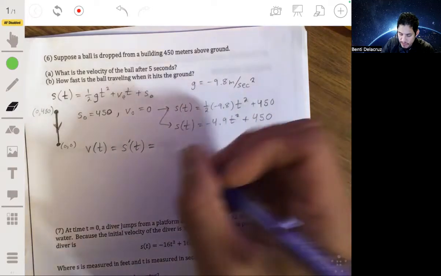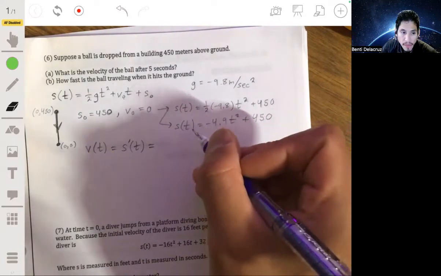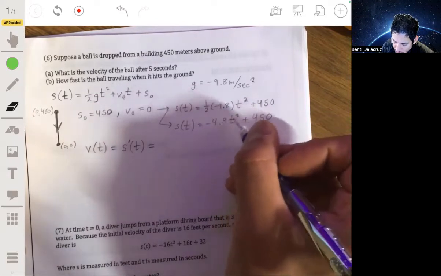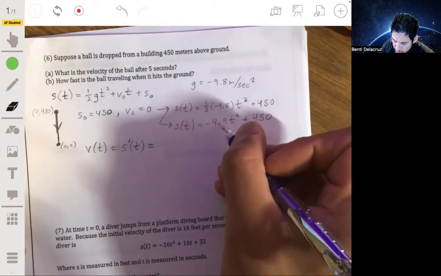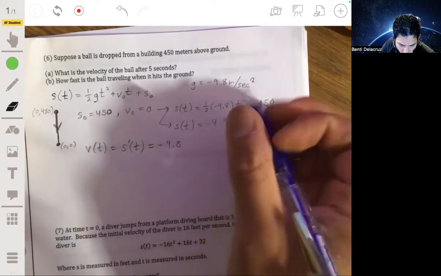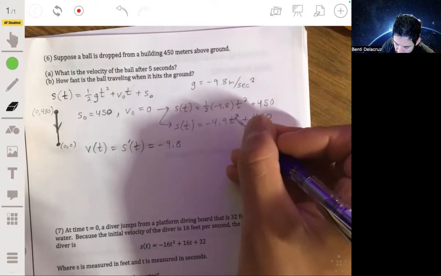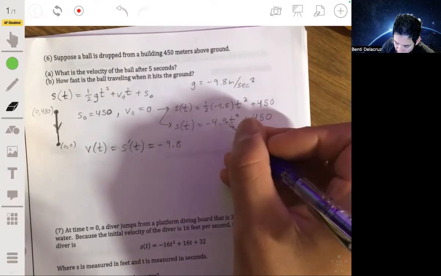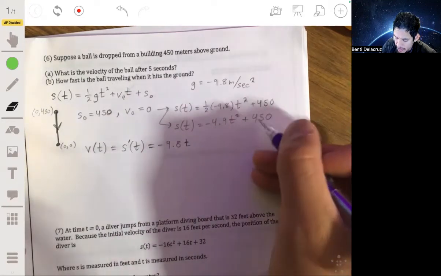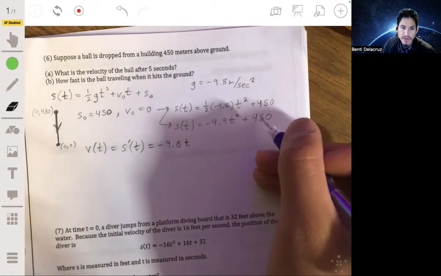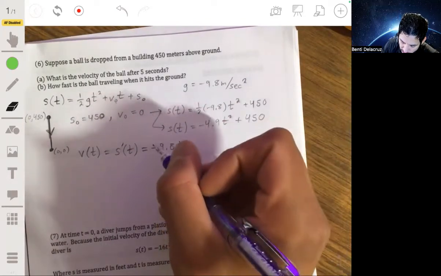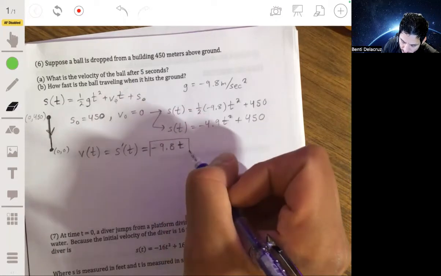So first, let's find the equation for S prime of t, so the velocity function. Using the power rule, we're going to have 2 times -4.9, so -9.8. Drop the power, so it becomes 2 times -4.9 times t to the 1, or just t. And the derivative of a constant, 450, is just 0. So your velocity equation is just -9.8 t.